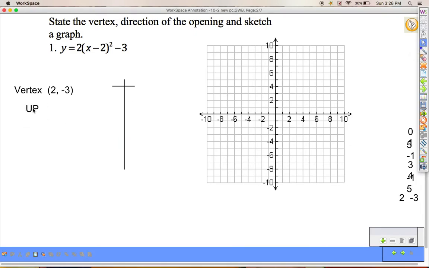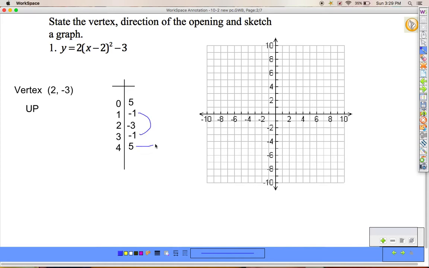All right, next, how we're going to do it for my vertex. The most important point on a parabola is the vertex. So I'm going to take my vertex, I'm going to put it in the middle of my table. I'm going to add and subtract one number, go down 2 and up 2. And we're going to do this quick because you can do this. I'm going to take 0, 1, 3, 4, I'm going to put it in x. I'm going to do my math, and I'm going to get these answers. When we do this, these values should be the same every time.